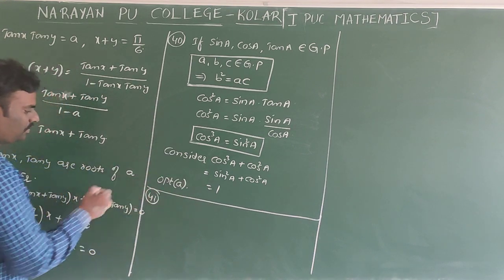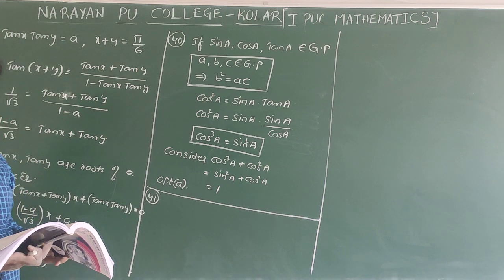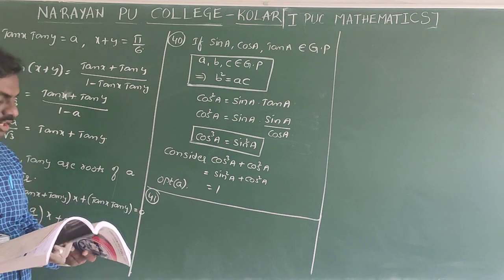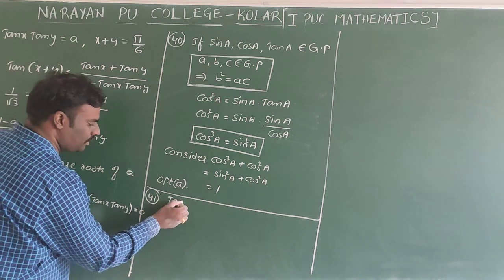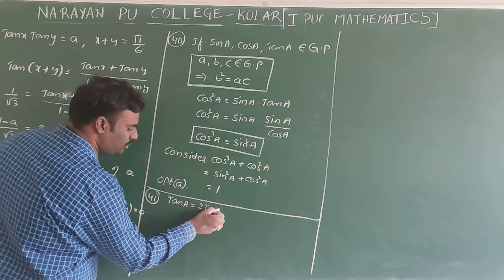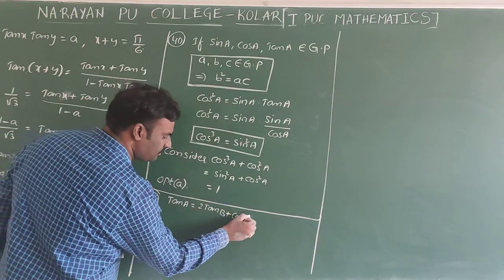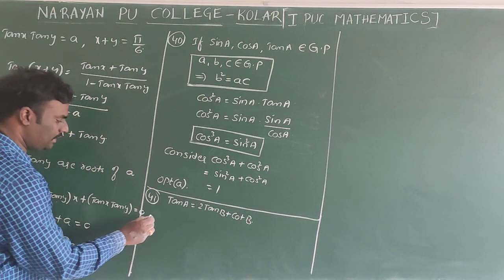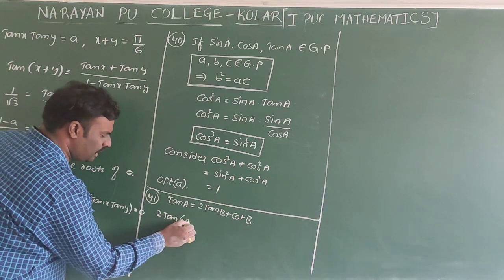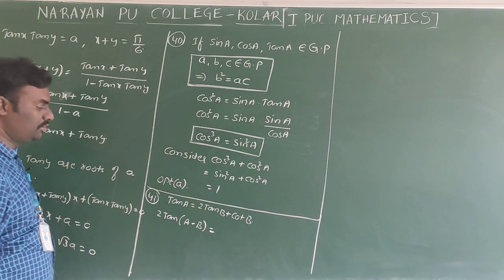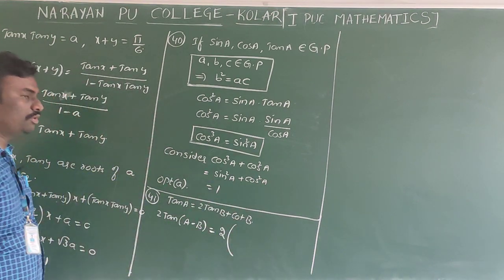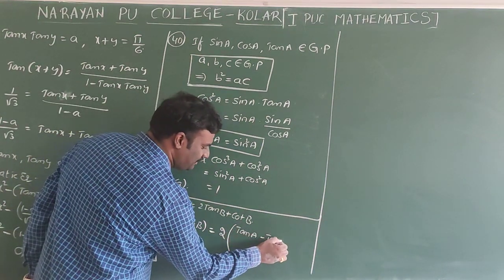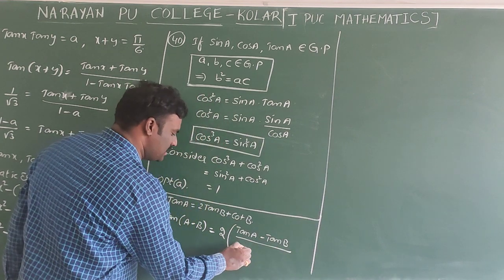Next, 41. See, in this 41, they given tan A equals to 2 tan B plus cot B. This is the condition given. Then we need to find tan of A minus B. Simple question. As usual I am writing, we know the formula for tan of A minus B: tan A minus tan B by 1 plus tan A tan B.